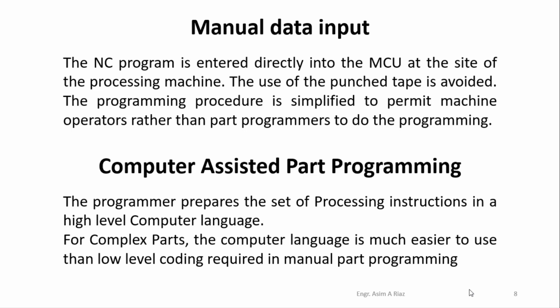Second is computer assisted part programming. The programmer prepares the set of programming or processing instructions in a high level language. For complex parts, the computer language is much easier to use than the low level coding required in manual part programming. Nowadays we model a figure and then import the model into another software to generate the codes, and then we send those codes for simulation, and if it is okay, we send those codes to the machine tool or processing equipment for manufacturing.